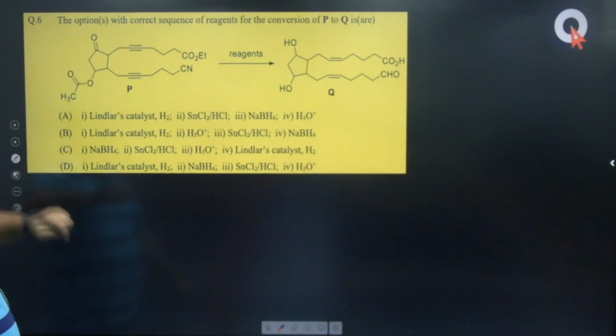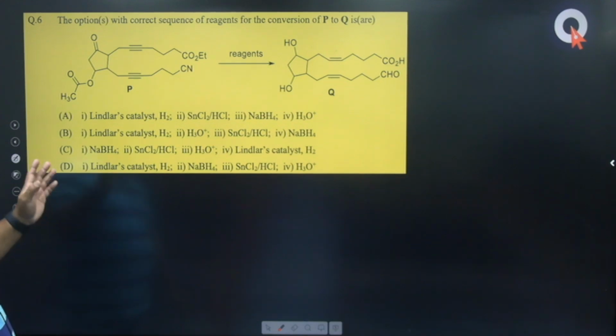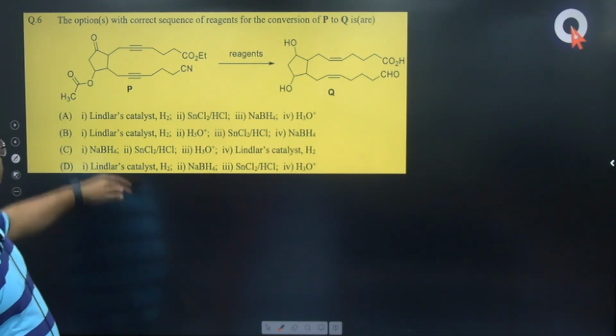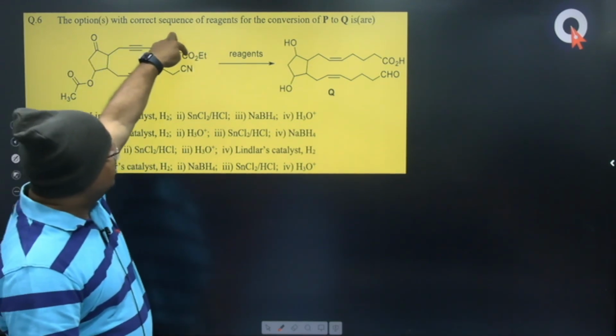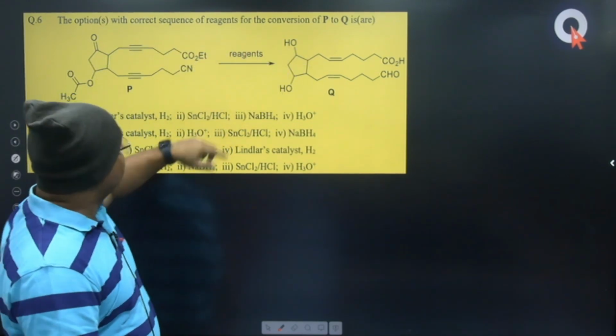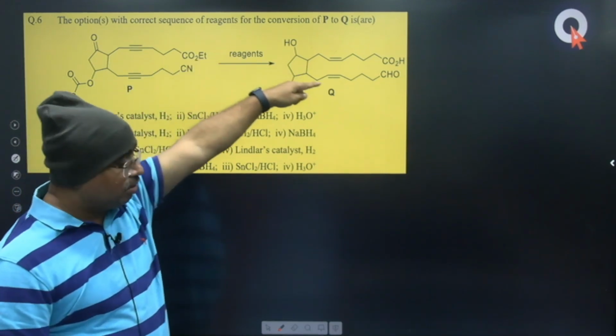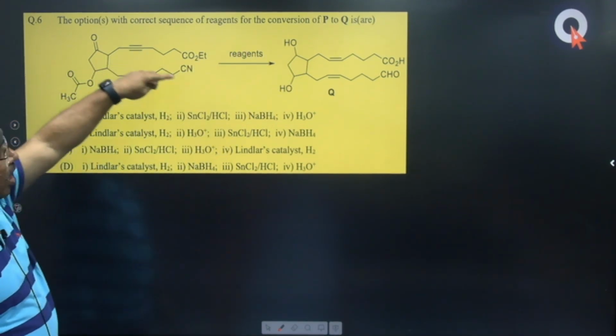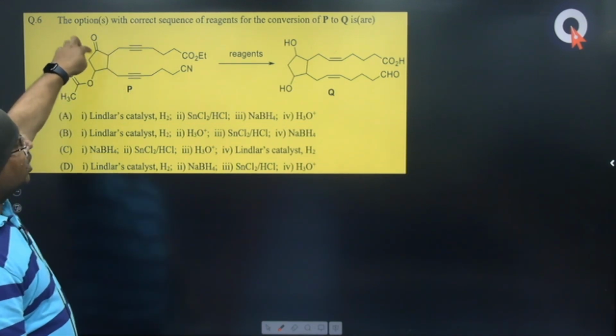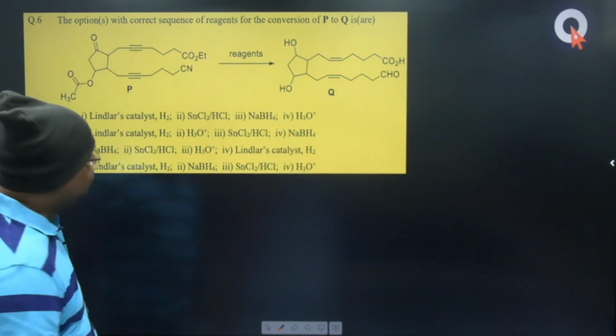The next: the options with the correct sequence of reagents to convert. The triple bond we converted to a double bond. Ester is converted to acid. Cyanide is converted to aldehyde. This is ester converted to alcohol. This is ketone converted to alcohol.